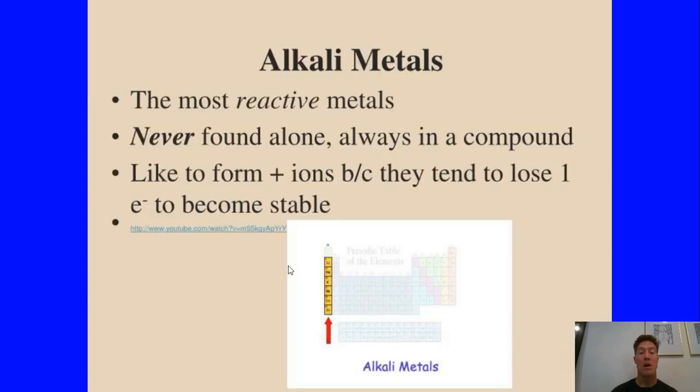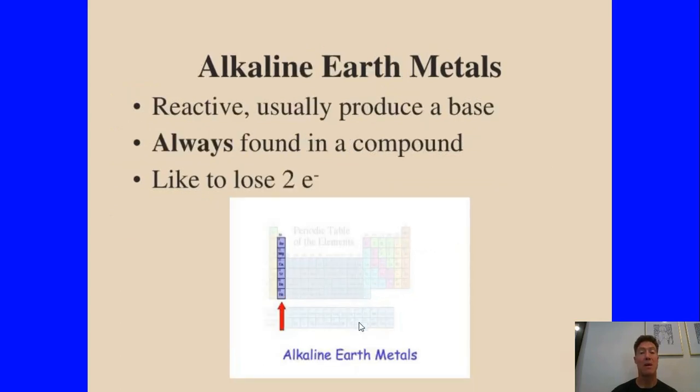Group 1 are known as the alkali metals. They are the most reactive metals. You almost never find them alone, but always in some sort of compound. They form +1 ions because they like to lose that one lone electron in their s orbital, the outer valence electron. They like to lose that to get back to the noble gas configuration. So they love to become a +1 cation. Those are the alkali metals.